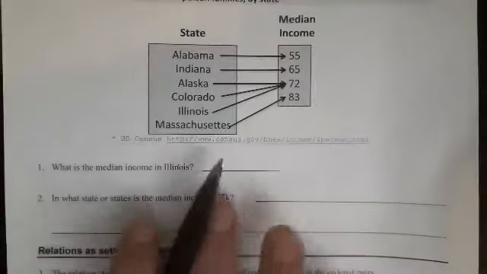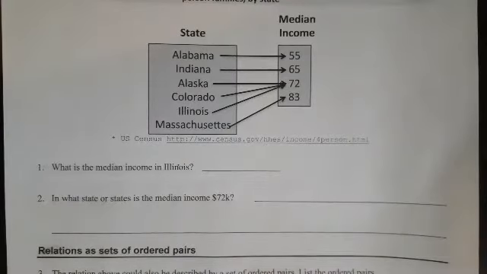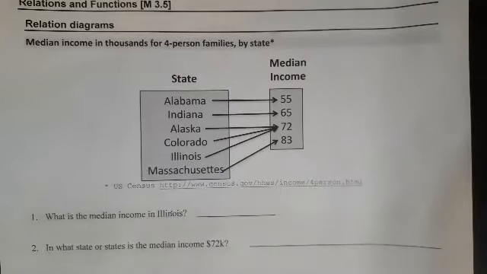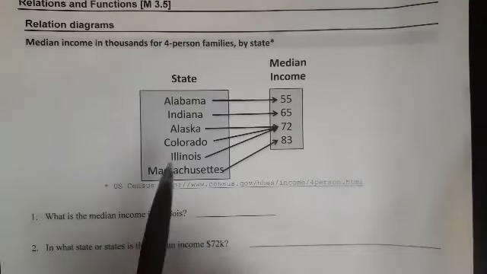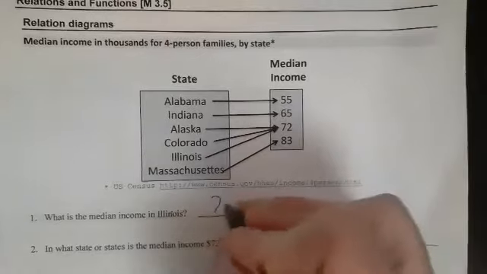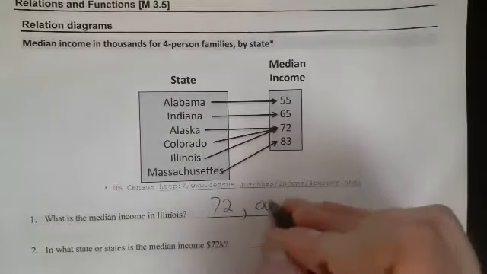It looks like they cited their sources here with the U.S. Census. And so this is the median income in thousands for a four-person family by state. Okay, so the first thing they ask is, what is the median income in Illinois? And so if we're looking at Illinois, we're following this arrow down to the number 72, and they're talking about 72,000.